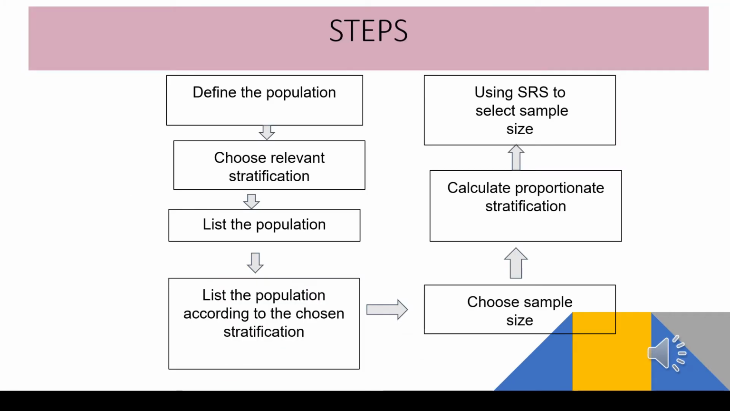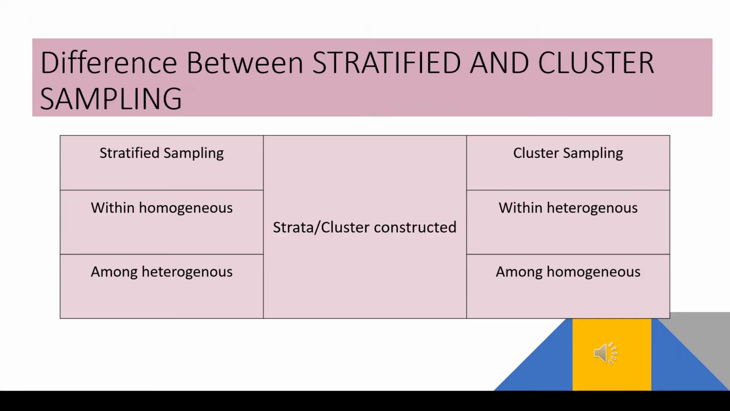Next, the steps in stratified sampling: first define the population, then choose the relevant stratification, and then we list out the population according to the chosen stratification. Next, we can choose the sample size. Next, we calculate the proportionate stratification, and lastly, use SRS to select the sample.